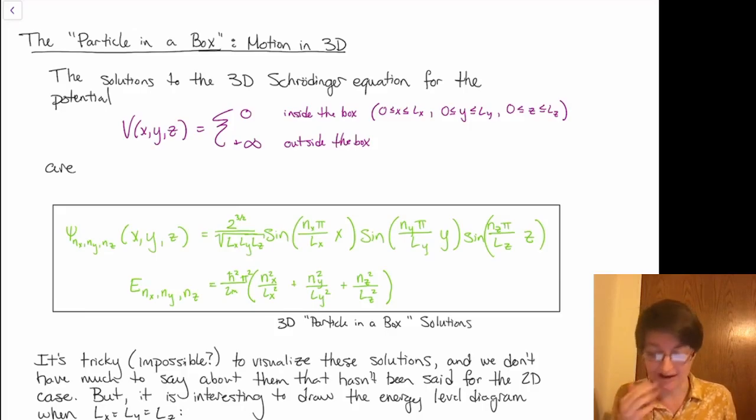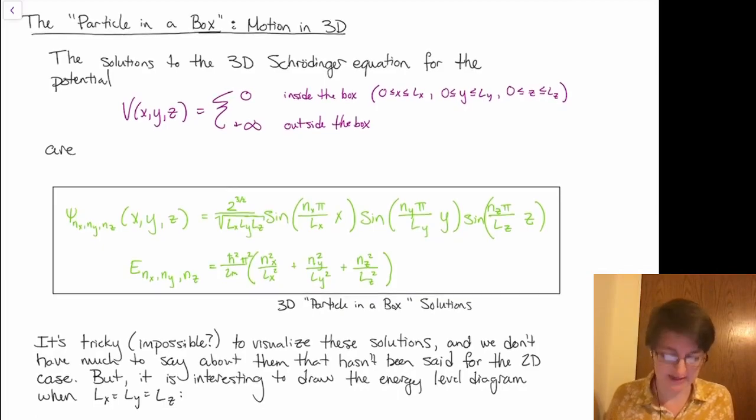In this case, it's a product of the x component, the y component, and the z component. So we have three separate sine terms showing up in our equation. And once again, our energies are additive, based on the x portion, the y portion, and the z portion. And so what I've shown in this green box is my 3D particle in a box solutions.